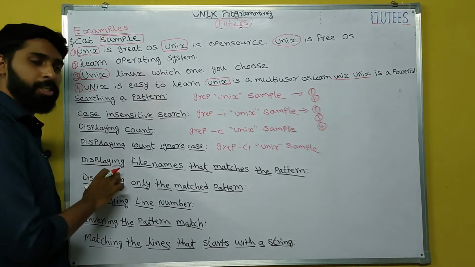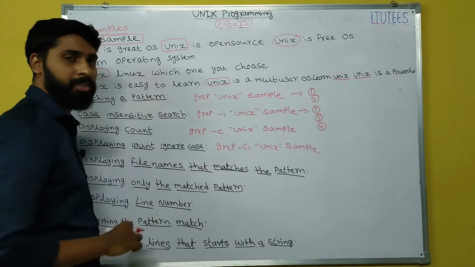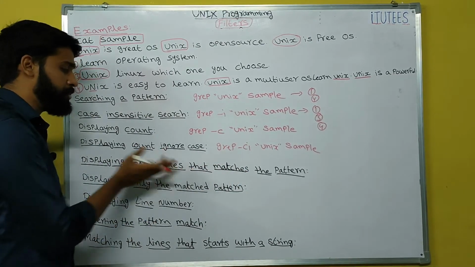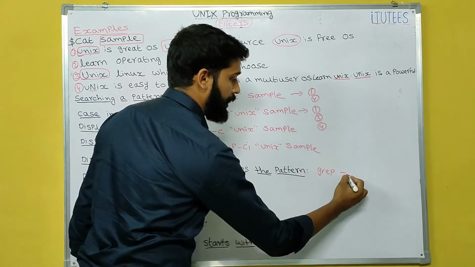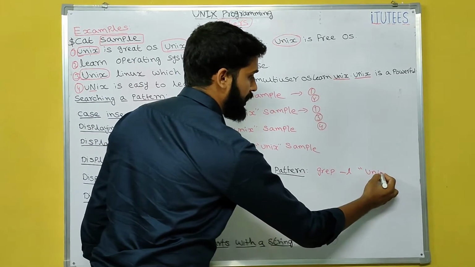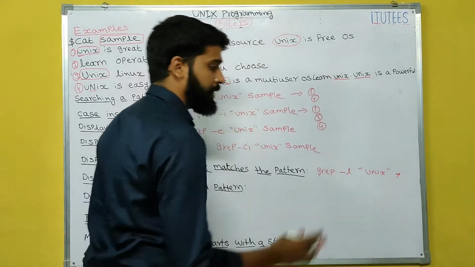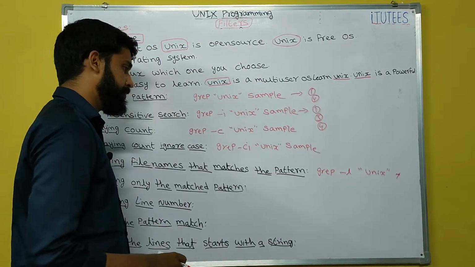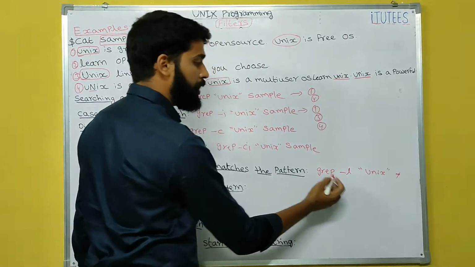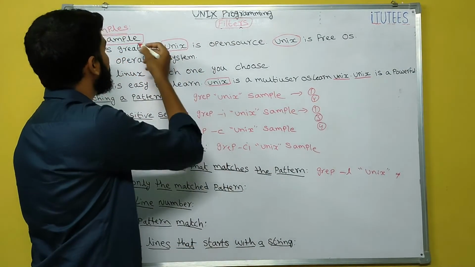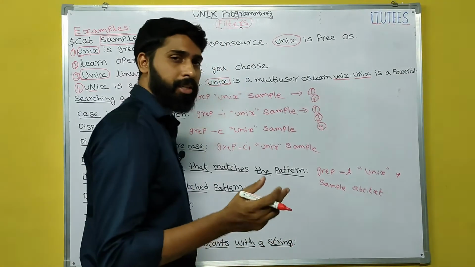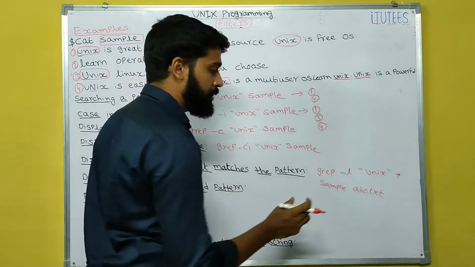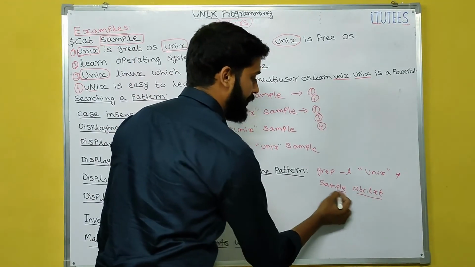Next one, displaying file names that match the pattern. That means it displays only the file name. How? grep -l Unix asterisk. Asterisk means in the current directory files. Now it displays the file names. What is the file name here? Sample. If abc.txt also has the Unix word, then it identifies that file name.